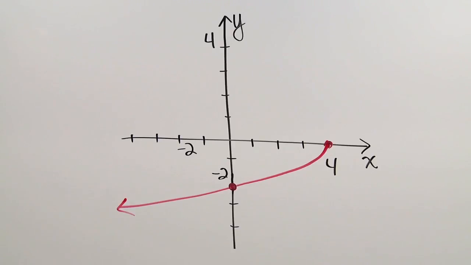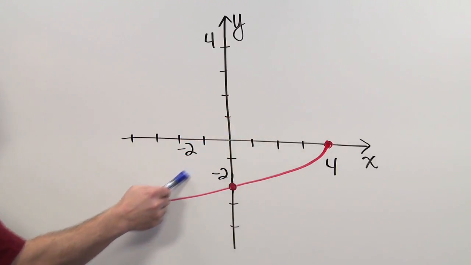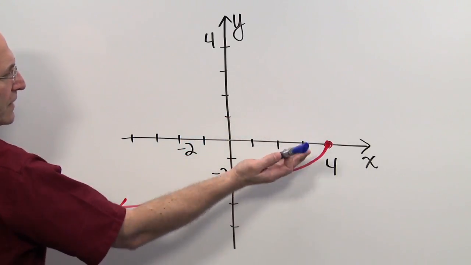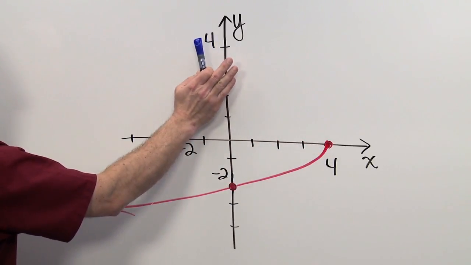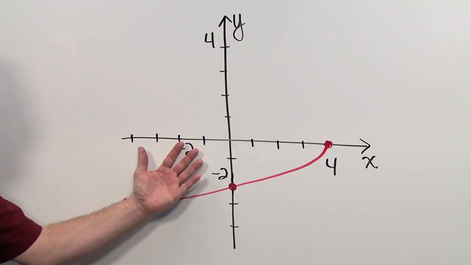For the graph of the inverse, it is going to be symmetric with the graph of the original function with respect to the line y equals x. The line y equals x would be this line, and so we know that this part would be reflected up here, and this part would be reflected like this.